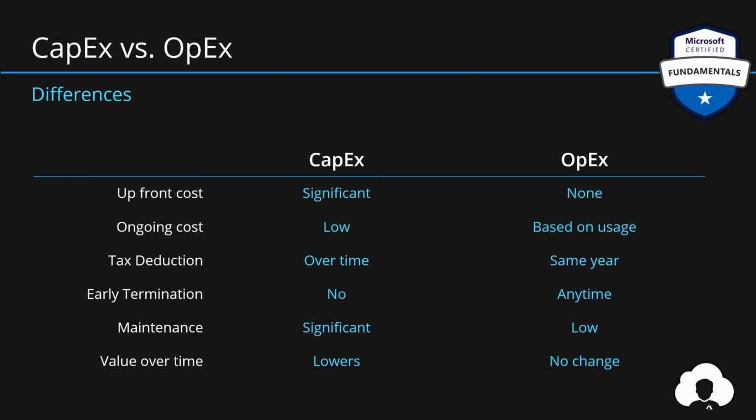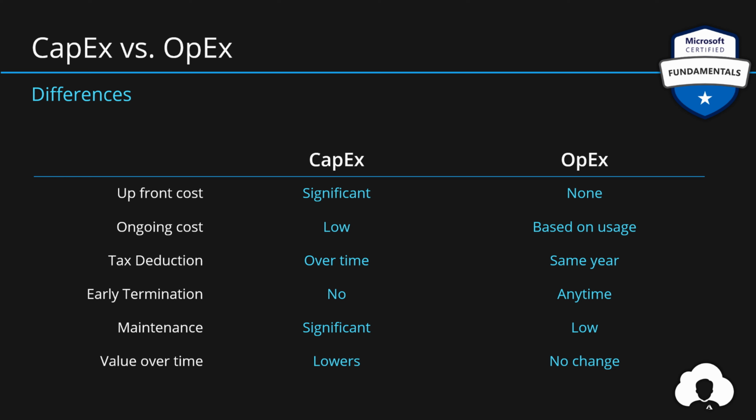Tax deduction is a tricky topic because it varies from country to country. But in general, the rule is that you can make deduction over time. When it comes to OpEx, since you're paying for operations every month, you can make tax deduction in the same year. When it comes to early termination, this is one of the biggest advantages of operational models.